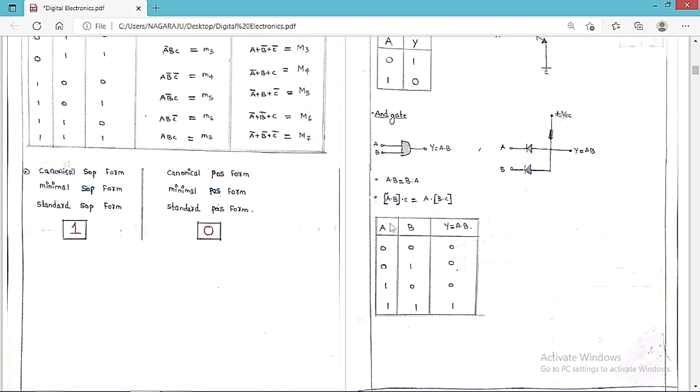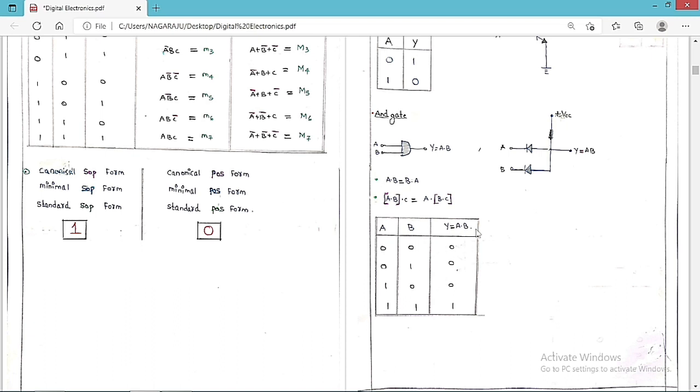Now let me draw the truth table for this AND gate. The inputs are two inputs A and B, and the output is Y, where Y is equal to A dot B. Whenever the inputs are 0, 0, you are going to get 0. 0, 1 means 0. 1, 0 means 0. 1, 1 means 1. So this is basically the AND gate.